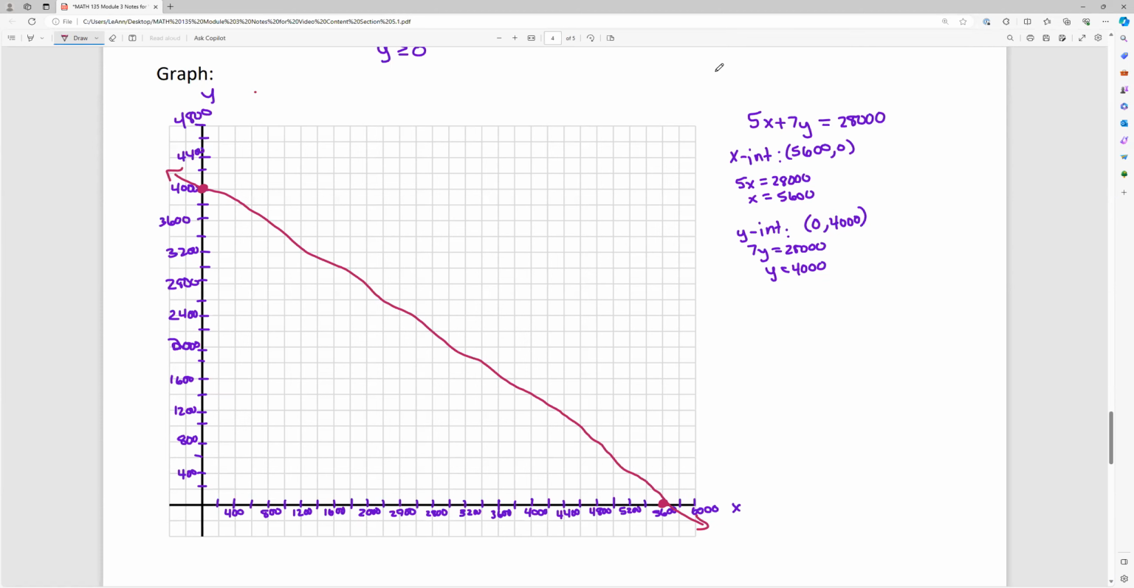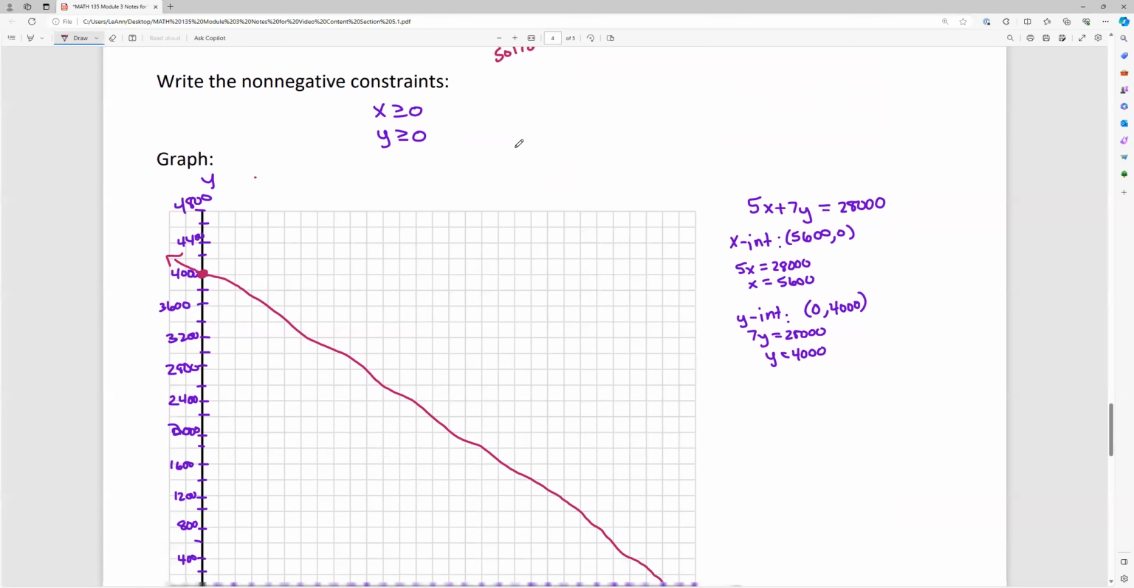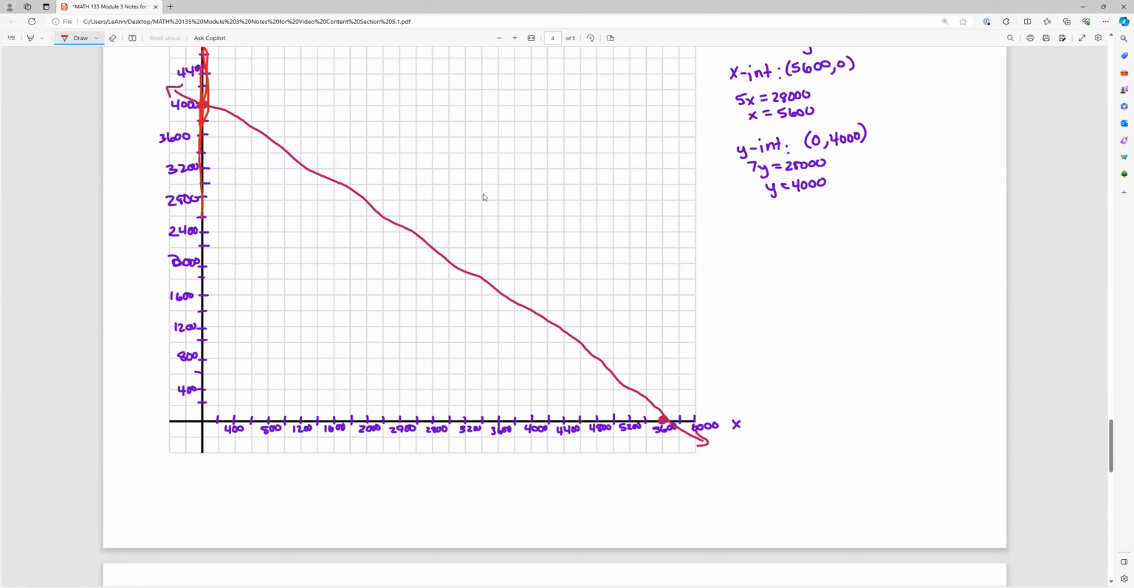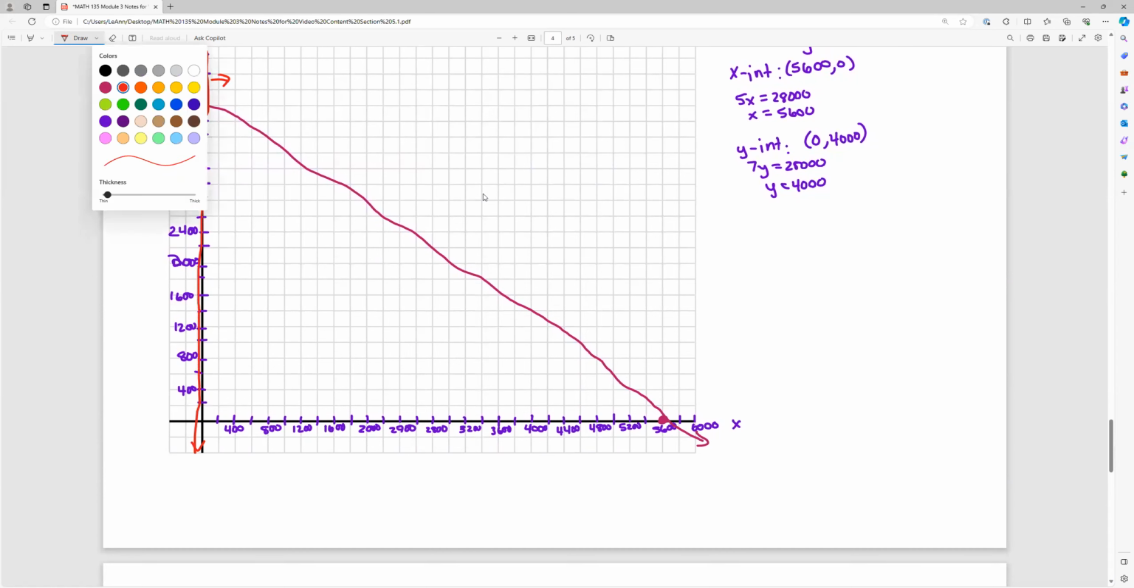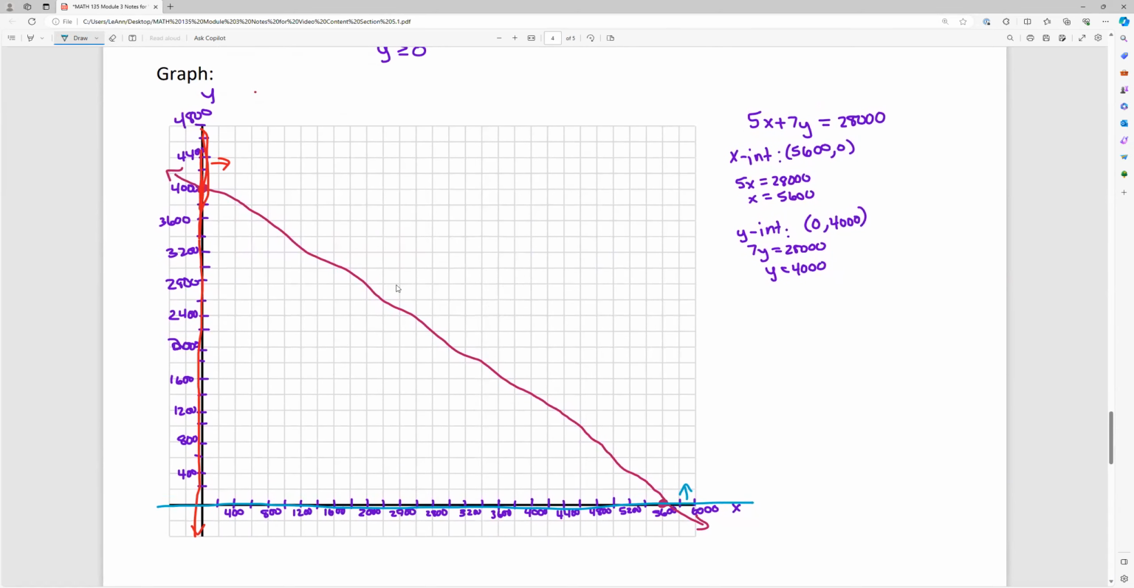And notice it is solid. We didn't write it, but it is going to be solid, because of the equal to. All right, then we also have x is greater than or equal to 0. I like to do that one in red. Remember, that's just the y-axis all the way down, and we're going to be shading to the right of that. We have y is greater than or equal to 0, which is the x-axis, and you're shading above it. So we need to determine which direction we are shading on that magenta, purplish line.